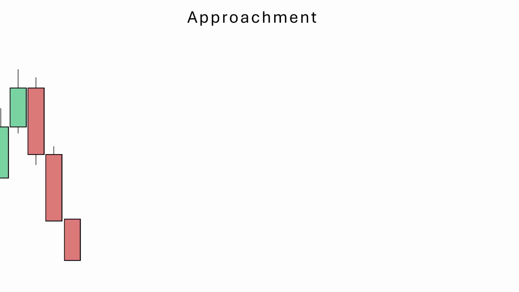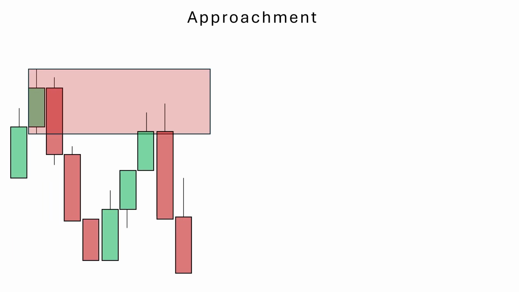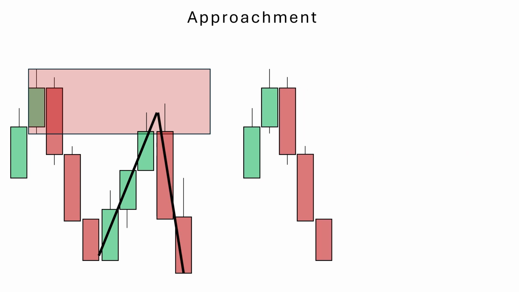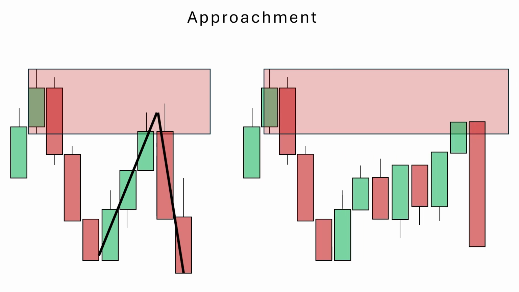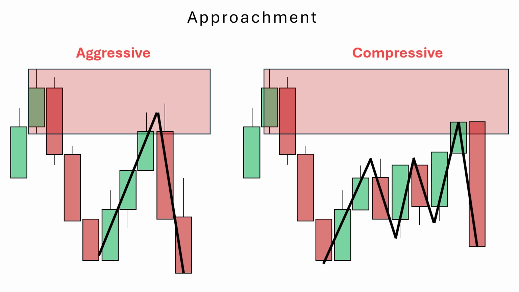So in this lesson, we're going to talk about 2 types of pullbacks. Here you have a direct retracement, where price is in a hurry to reach your point of interest. And here you have your indirect retracement, where price goes through a turbulence phase before rejecting. And this would be your aggressive and compressive pullbacks.